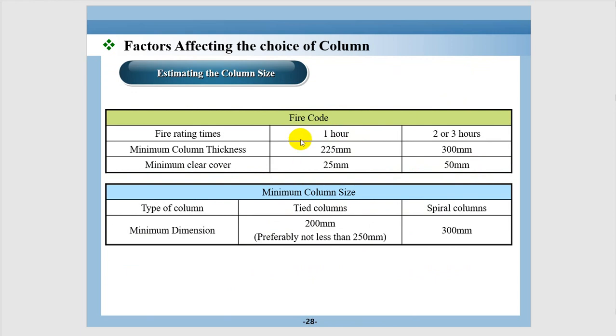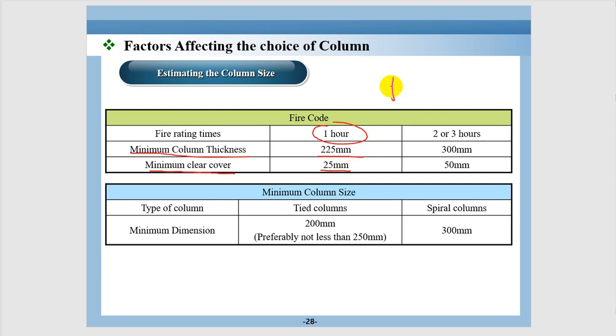We have a fire code. We need to resist fire for some period of time. For example, if we need to resist fire for 1 hour, then we need a minimum column thickness and minimum clear cover. So we need a column thickness of at least 225 millimeters with 25 millimeters of clear cover.